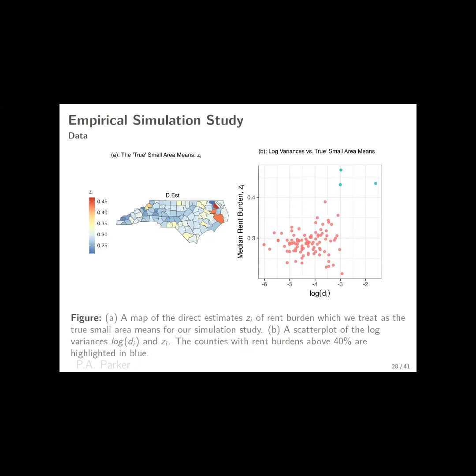On the right, we also have a plot of the rent burden versus the log sampling variances. And then the top three in blue are just any that were over 0.4. I think it's those three red areas you see there. So essentially, these are the direct estimates on the left. That's what we're calling the truth. We're adding noise to that, and then using these noisy versions to estimate this, which we now know.